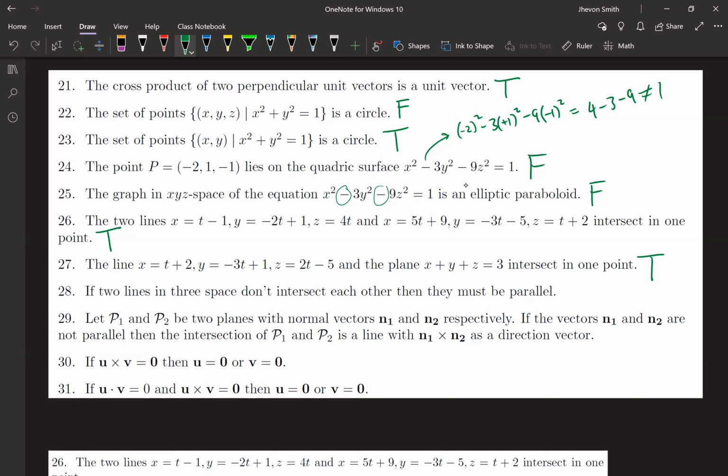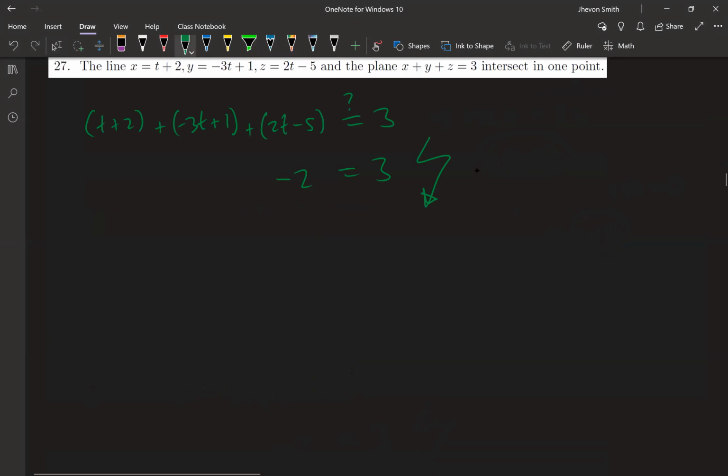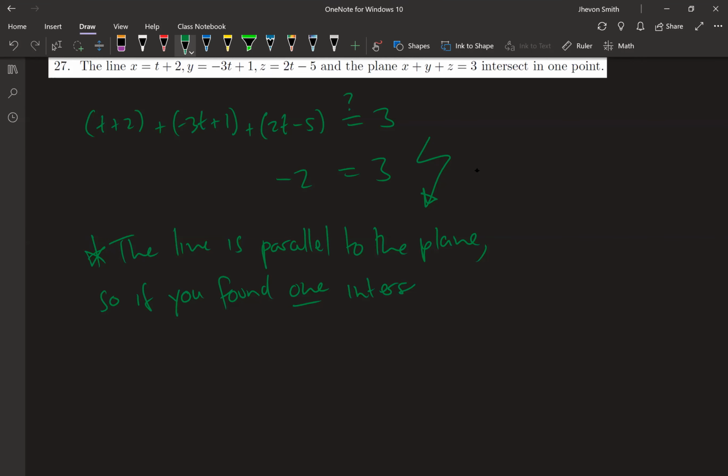In fact, you can check pretty easily that this line is actually parallel to the plane. And so, by the way, if you got an intersection, quote, the line is parallel to the plane. So if you found one intersection, there would be infinitely many.